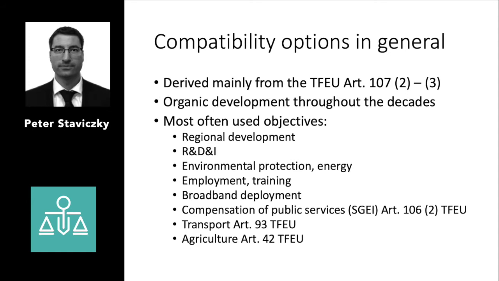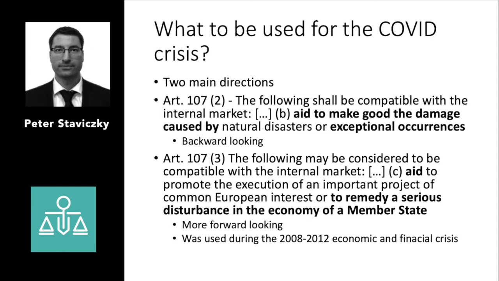And there are special exemptions that can be used in case of this virus crisis, and this can be seen on the next slide. Here we have two main directions, two main possibilities defined in the Treaty on the Functioning of the European Union. First of all, we have the possibility for member states to make good the damage caused by exceptional occurrences like this outbreak of the virus. This is some kind of backward looking, because the companies have to show that they have suffered some losses, like airlines because flights have been cancelled or events have been cancelled or something like that.